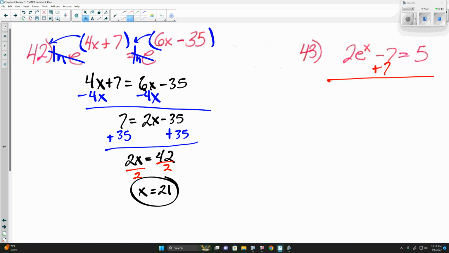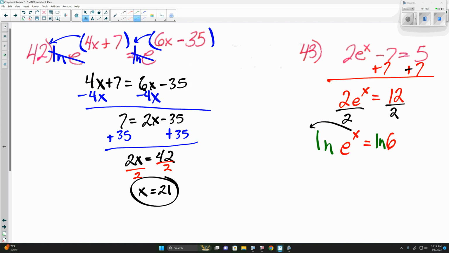We just need to get e to the x, or e by itself first, so we can add 7 to both sides. Telling us that 2e to the x is equal to 12. And we would divide by 2, telling us e to the x is equal to 6. Then what can we do next? We need to get rid of e, so we can apply the natural log to both sides. Because with the natural log of e to the x, we can move the x out front. And the natural log of e is 1. So it just leaves us with x is equal to the natural log of 6.